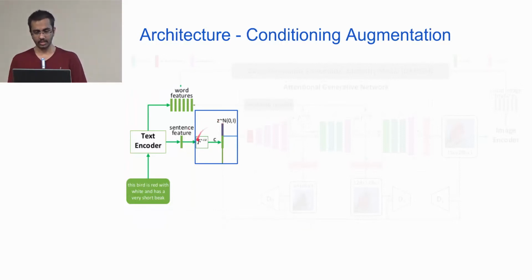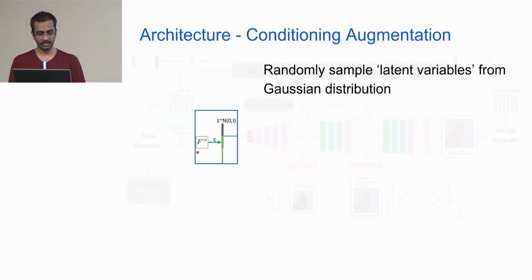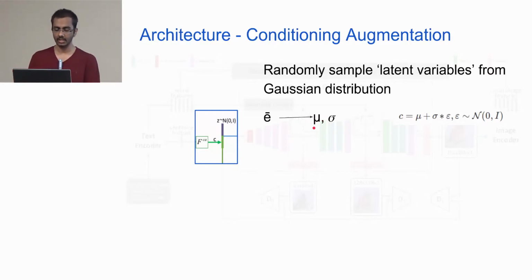Next step, we go to the conditioning augmentation. This conditioning augmentation actually has the effect of randomly sampling latent variables from a Gaussian distribution. So your E bar, which is received as input to this stage, is first split into mu and sigma. You can do this with just a simple fully connected linear layer, and then you use the first half of that as mu and the second half as sigma, whichever way you like. So you use those mus and sigmas here and you combine them with a noise.